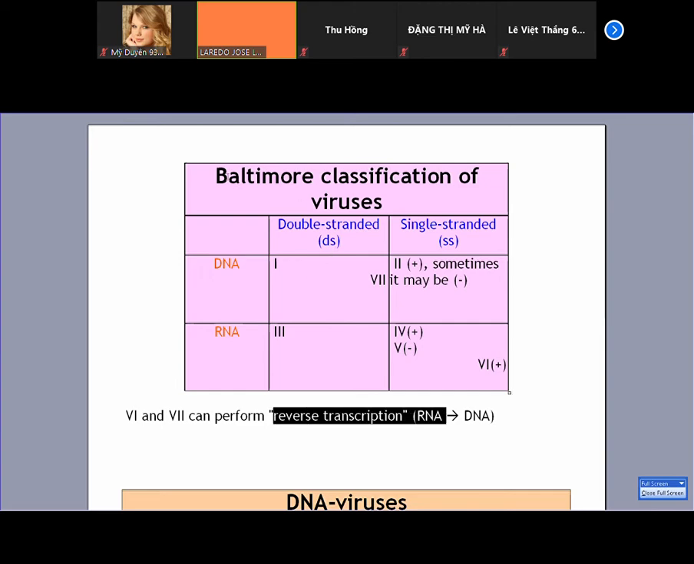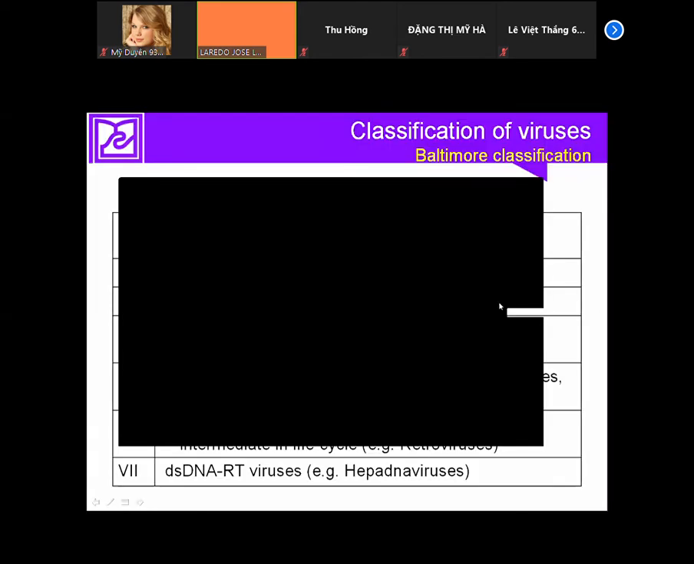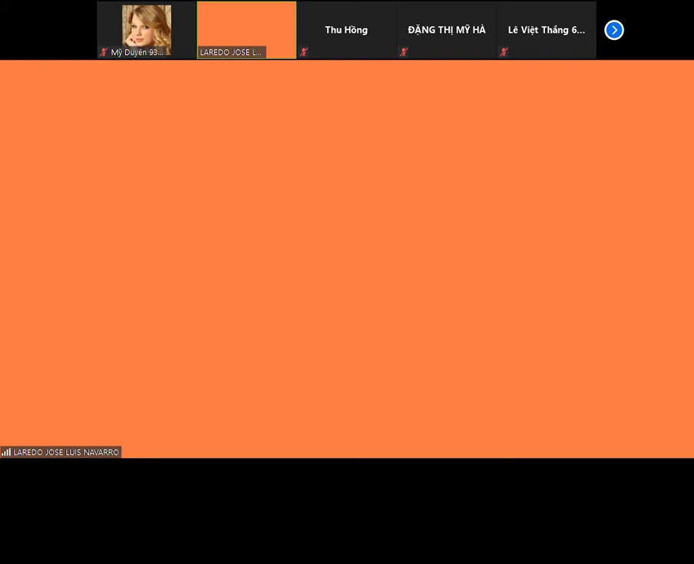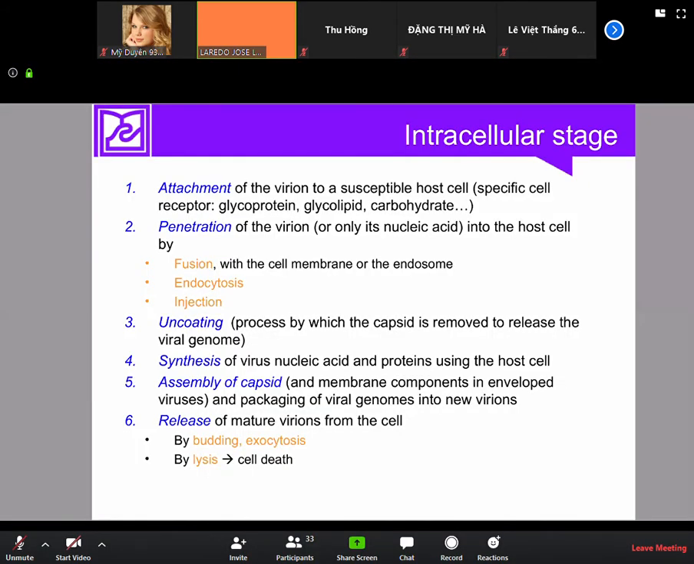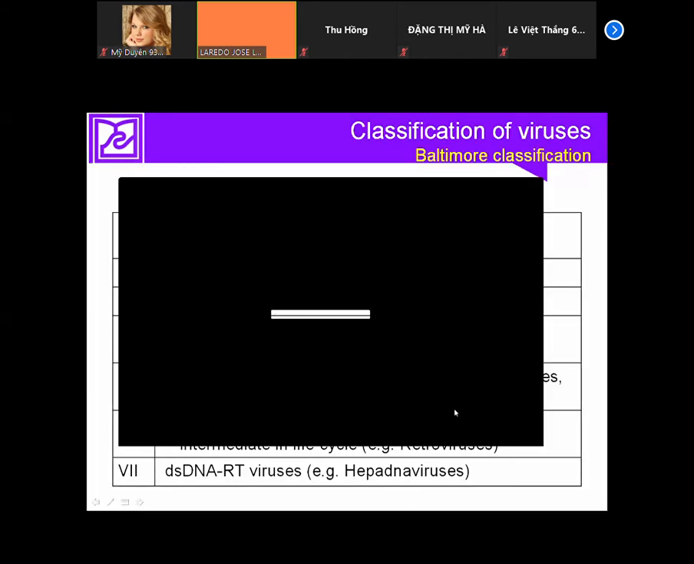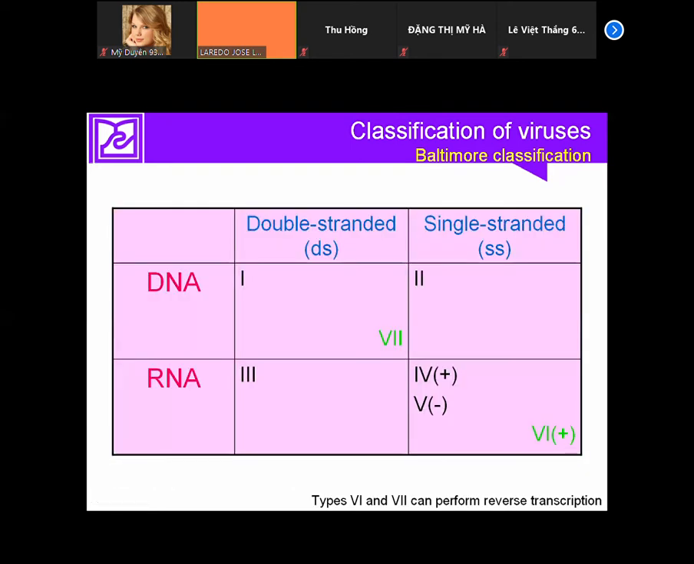So this is the Baltimore classification of viruses. It is the same as this one, okay? It's the same information. This is the table that I showed you before.